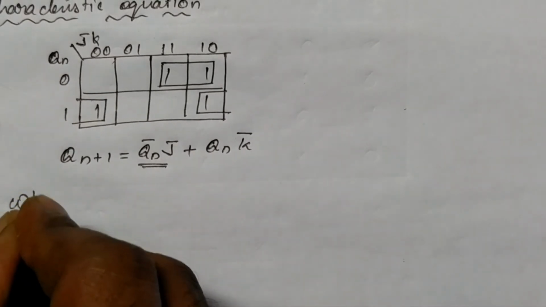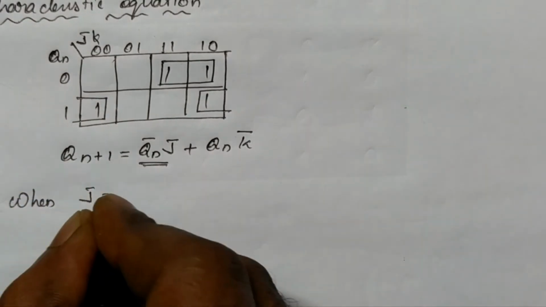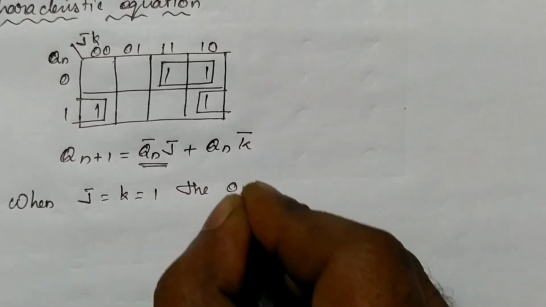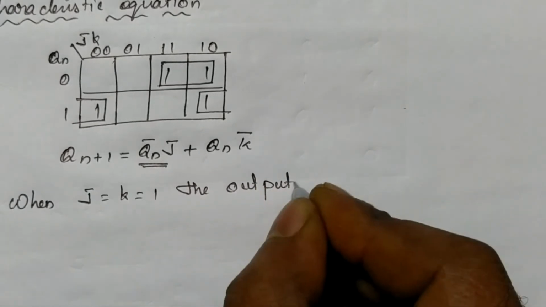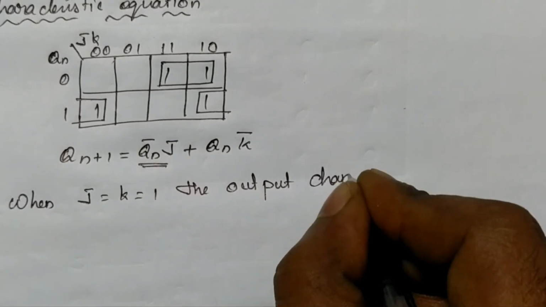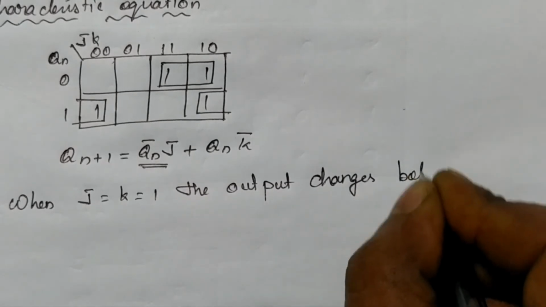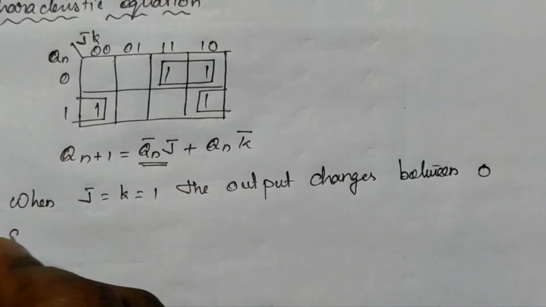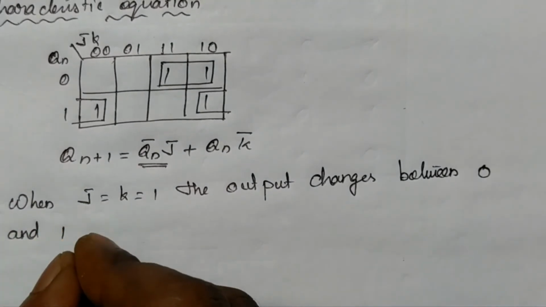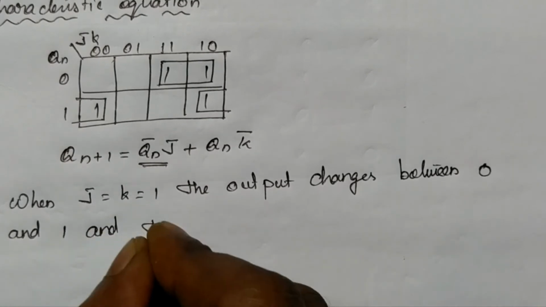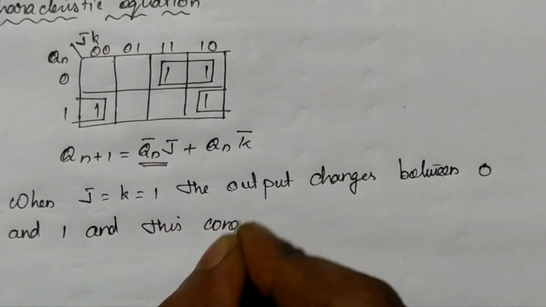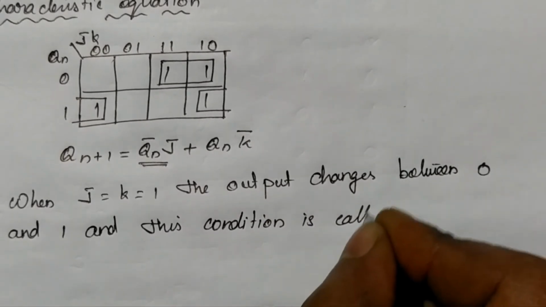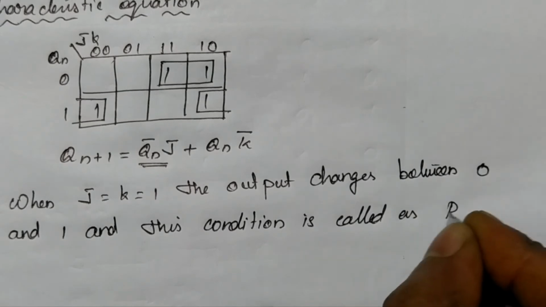When J is equal to K is equal to 1, the output changes between 0 and 1, and this condition is called racing.